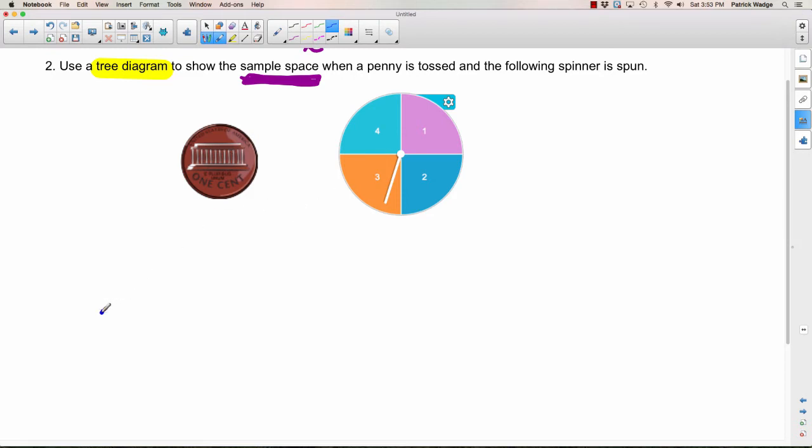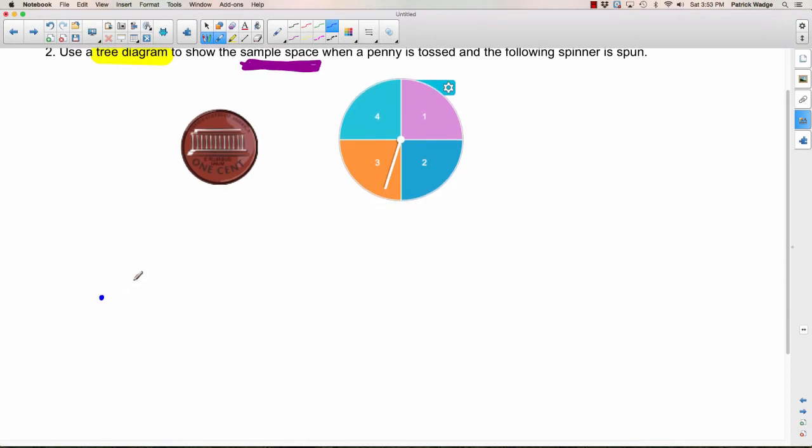So here is the mistake that everyone always makes. I told you everyone always makes them, and many of you made this mistake as well. You say, well, there's two things here. There's a penny and a spinner. So I'm going to go penny, and I'm going to go spinner. And then I don't know what happens after that. Maybe you go heads, tails, and 1, 2, 3, 4, or something like that. But that's wrong. You don't do that.